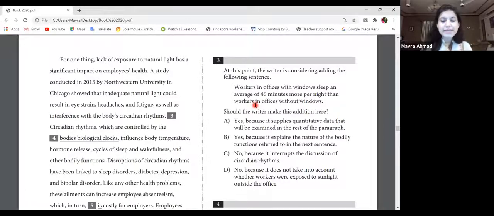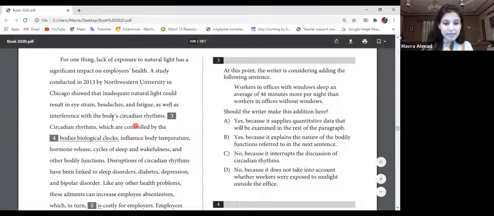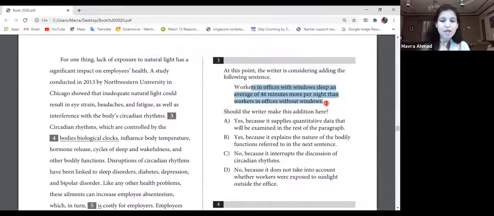दैट हैव विंडोज, राइट? सो अब हम देखते हैं कि नंबर 3 सेंटेंस जो है उसके पहले कौन सा सेंटेंस है. I'm going to read it from here. Chicago showed that inadequate natural light could result in eye strain, headaches, and fatigue, as well as interference with the body's circadian rhythms. Circadian rhythms की बात हुई है सबसे एंड में. अब यहाँ पर अगर हम ये सेंटेंस ऐड कर देते हैं about their sleep schedule, the comparison of office workers and their sleep schedule, the ones with windows and without windows, do you think it makes sense? I don't think that it would make sense because it's talking about circadian rhythms right towards the end.